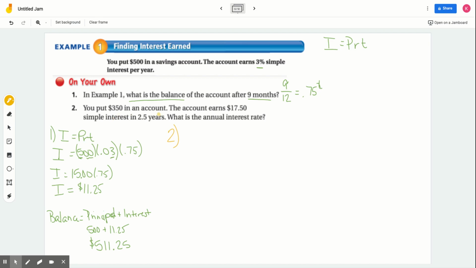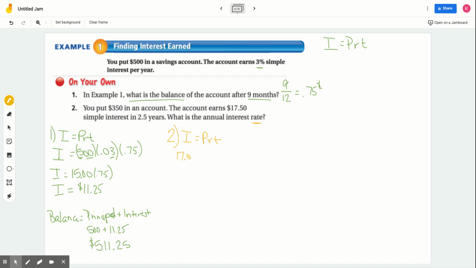Now let's take a look at number 2. You put $350 in an account. The account earns $17.50 in interest in 2.5 years. What is the annual interest rate? So what's the rate? That tells us that our variable, our missing piece, is going to be R. So interest is $17.50.